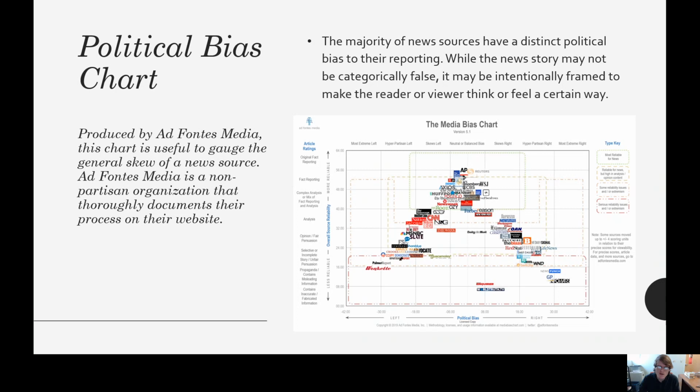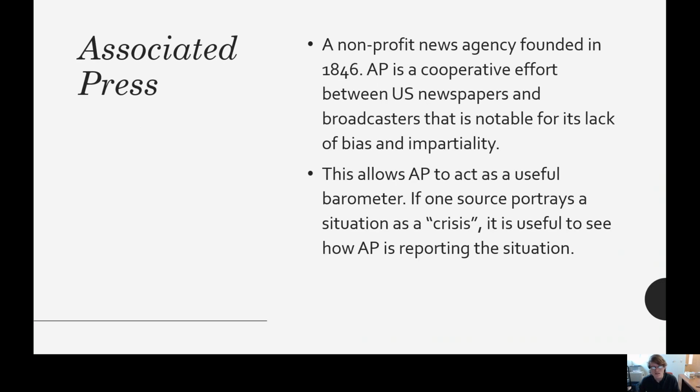Now, the same issue will be covered completely differently by CNN and the New York Post, which is why I think that using the Associated Press as a barometer is a very useful tool. When you see great disparities in reporting, I think it's always good to check the AP and see how they're reporting it, and that tends to be the most unbiased version. The AP is a nonprofit news agency that was founded in 1846. It is a cooperative effort between U.S. newspapers and broadcasters, and it's notable for its lack of bias and partiality.